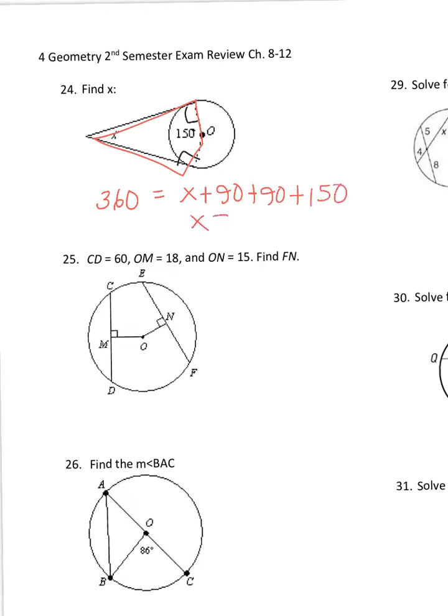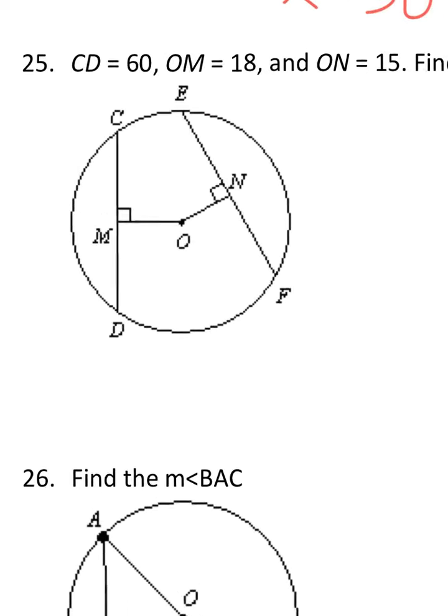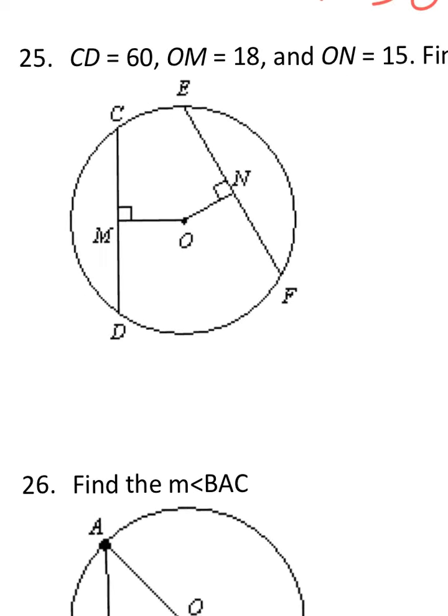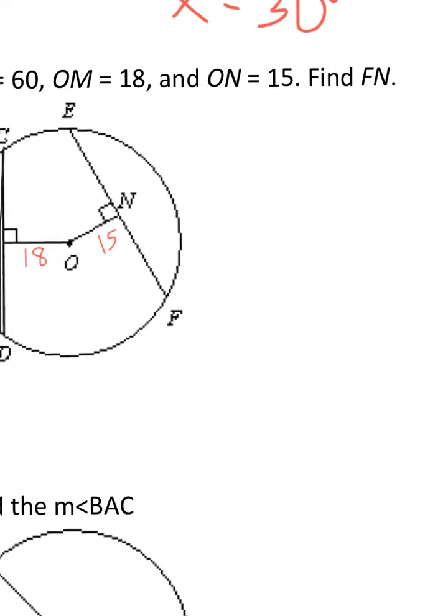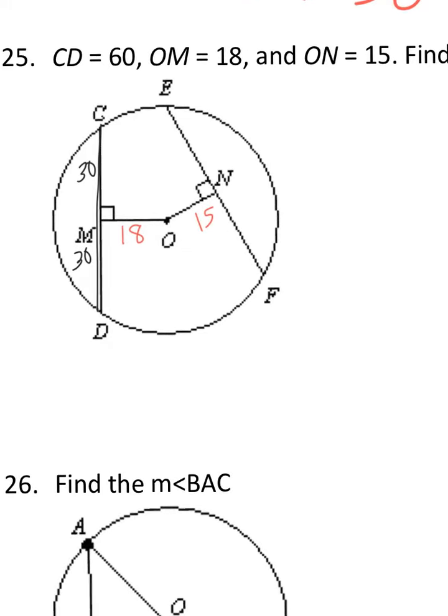And then number 25, if CD is 60, so if this distance is 60, we know that this is 30 and this is 30. And if OM is 18 and ON is 15, find FN. So FN is this distance.